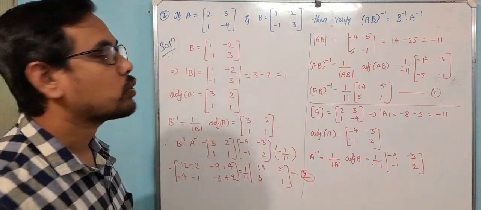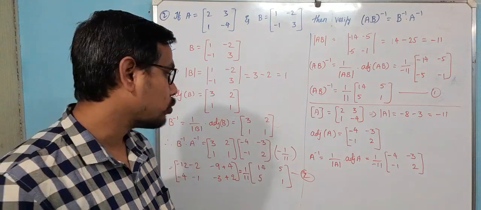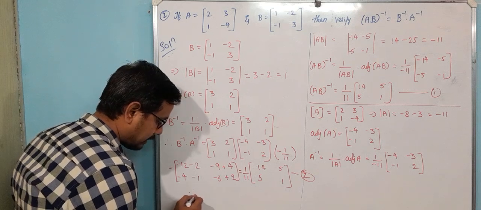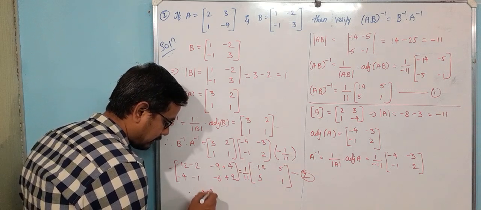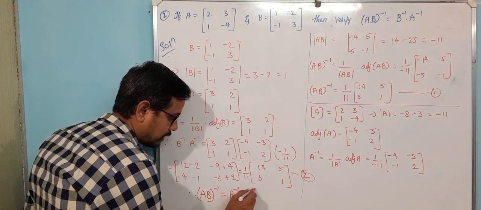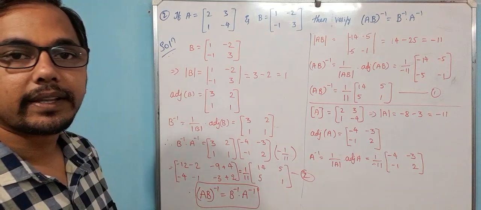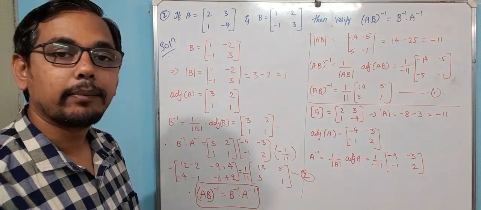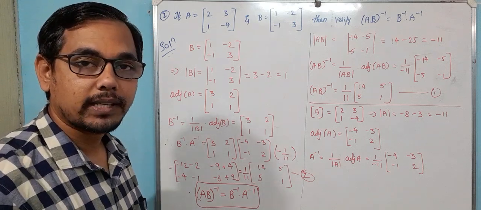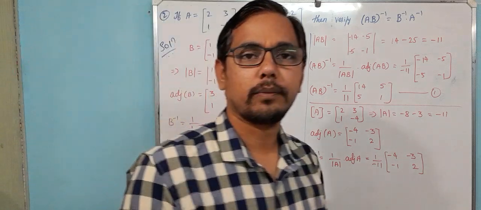Now we compare equation 1 with equation 2. Right? So you find that AB whole inverse is equal to B inverse into A inverse. If you compare equations 1 and 2, you find that AB whole inverse is equal to B inverse into A inverse. So I hope this is clear. This problem is very clear. It's just a substitution method, right?